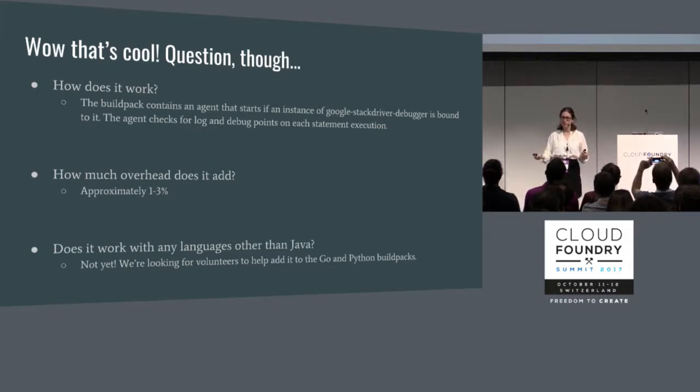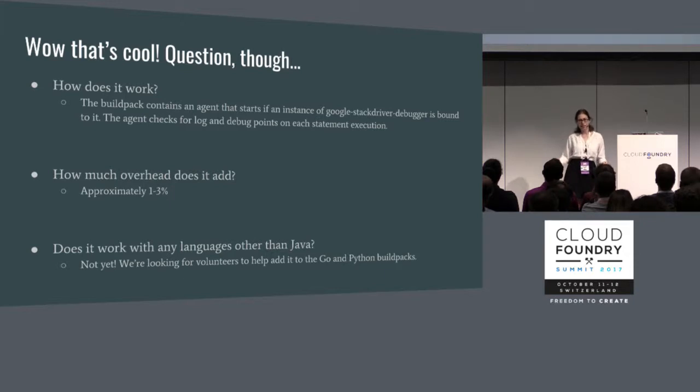And that seems maybe complicated and like it might add a lot of overhead. Not really. Is what we found. So the engineer who actually implemented this integration did his own performance testing and found that it added about 1 to 3% of overhead. So 1 to 3% just to have this option available to debug critical production errors seems like a pretty good trade-off to me.